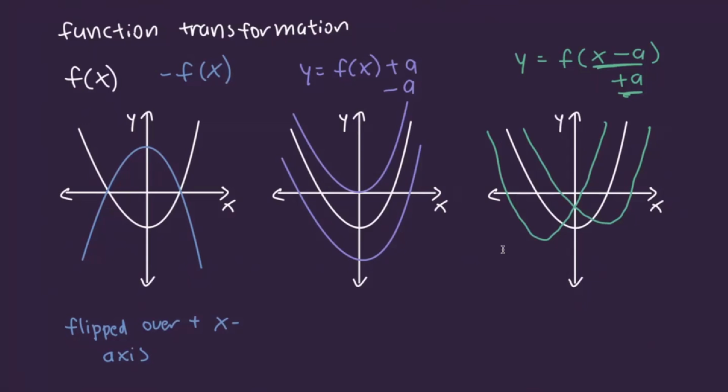So in short, when you add a value to f of x or subtract a value from f of x, when you plus a, then the graph goes up. If you minus a, the graph goes down. Now for the horizontal shifts, if you minus a, the graph shifts to the right. And if you plus a, then the graph shifts to the left. And that is the overall rundown of function on the SAT.